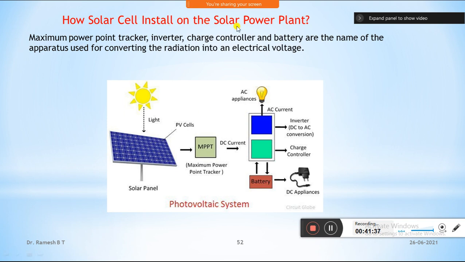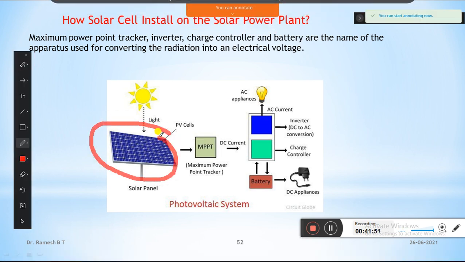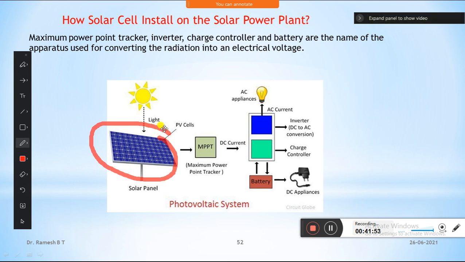Next, how are solar cells installed in a solar plant, meaning how are we going to install them. First we construct the solar panels. The solar panels are constructed and placed on the roof of the house, where the solar energy falls directly onto the panels, and it is converted and moves into the MPPT, the maximum power point tracker.